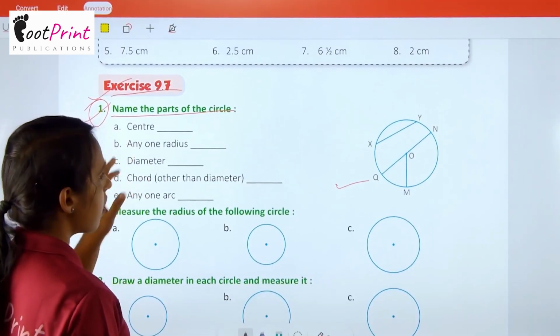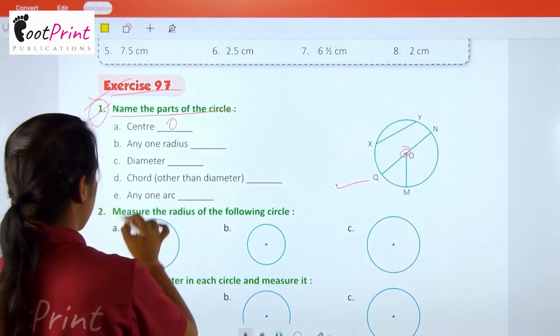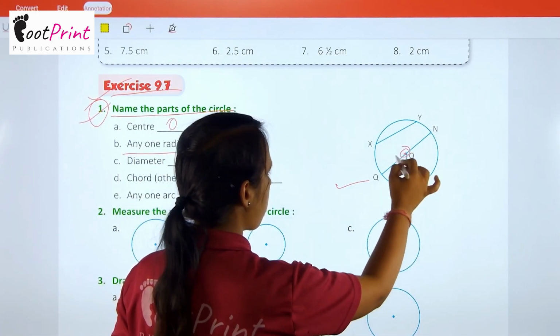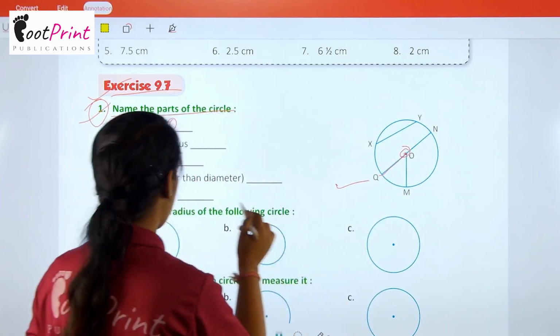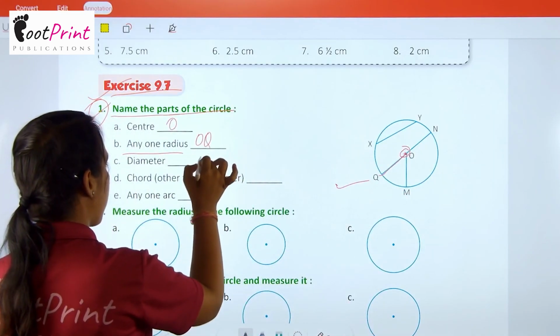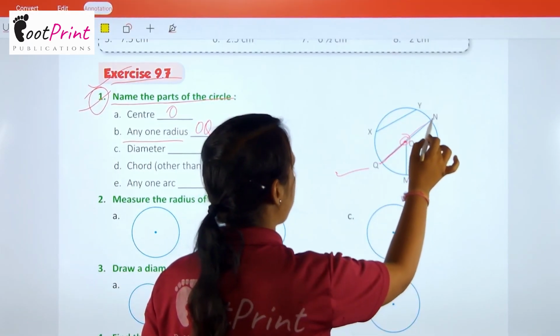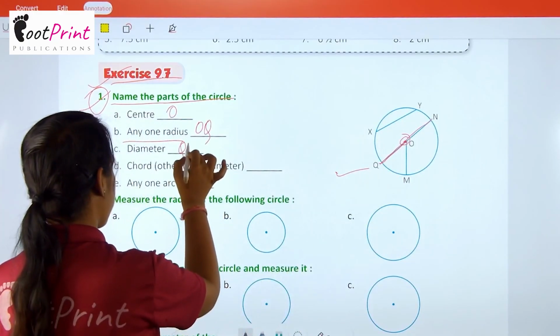Okay, here center. So what is the center? Center O. So here we write center. Any one radius. So the radius is OQ, OM, ON. All are radii, but we have to write only one. So I will write OQ. You can write by yourself. Diameter, we know that it is the chord that passes through the center. So QN is a diameter.